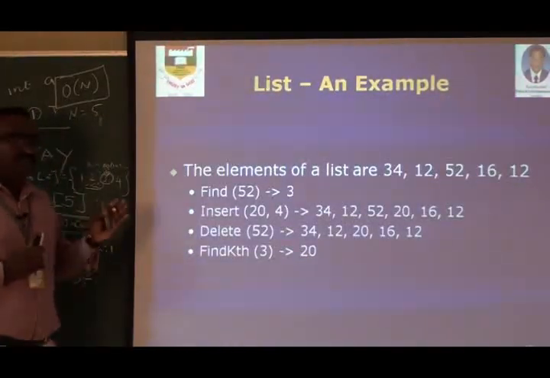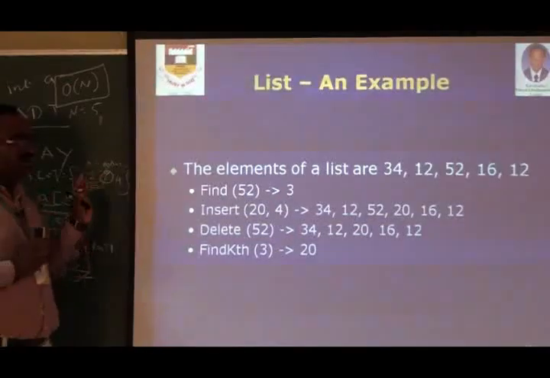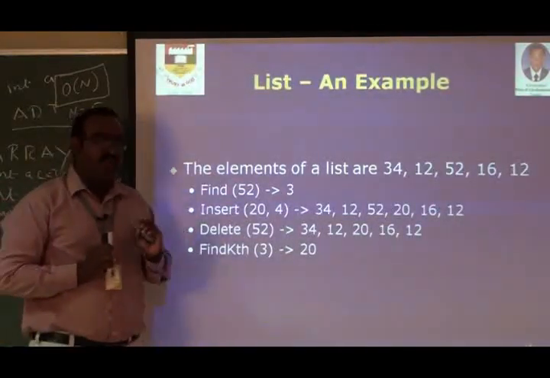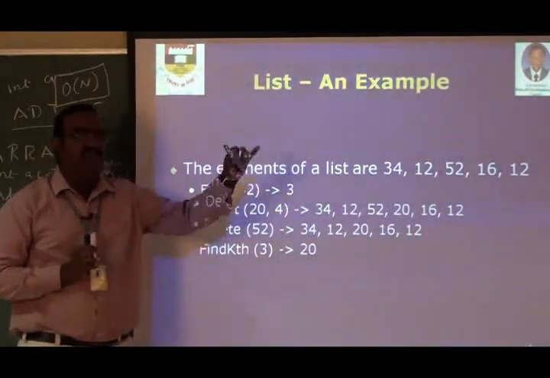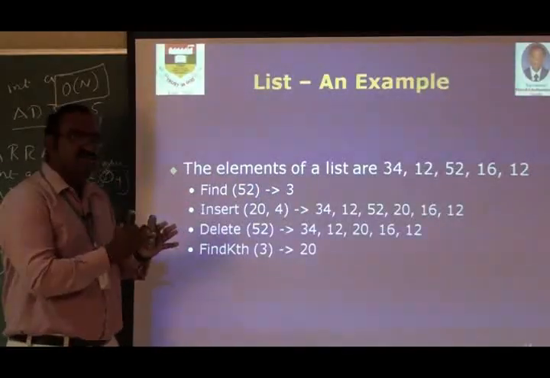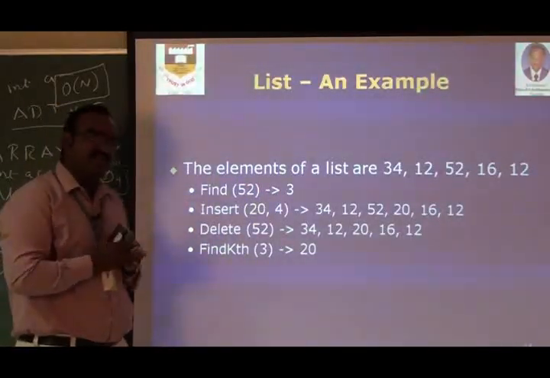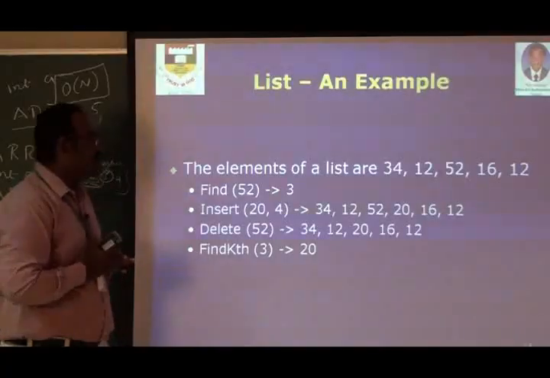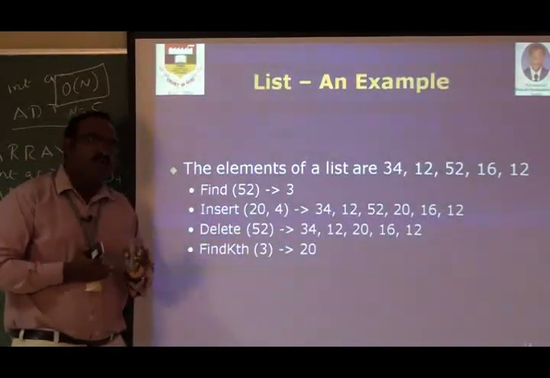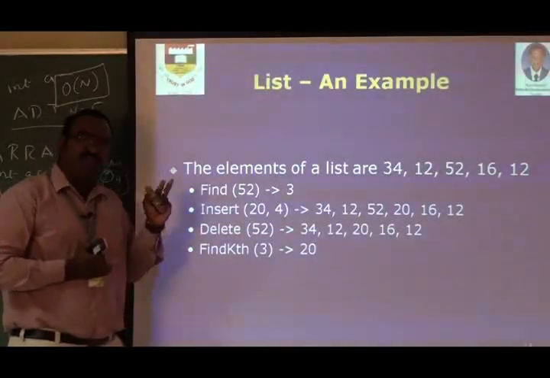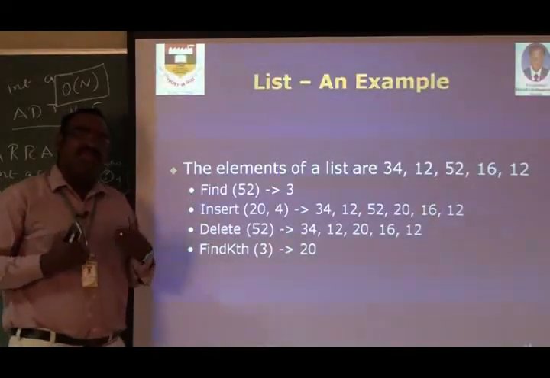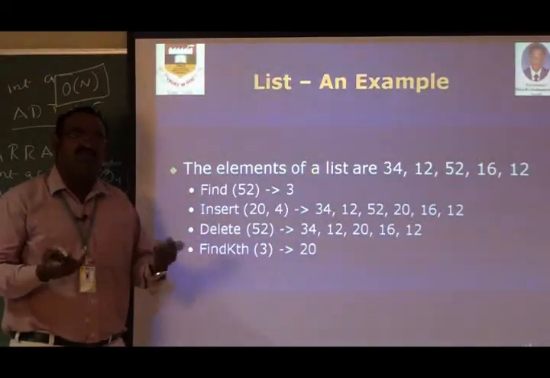Right, so this is a very simple example that we are given already, which has 5 elements: 34, 12, 52, 16 and 12. This is a list which occupies contiguous memory locations. It's a sequential memory location. Now the operation being performed is find 52. 52 is a data element, so we know only the data element. We don't know the position of 52.